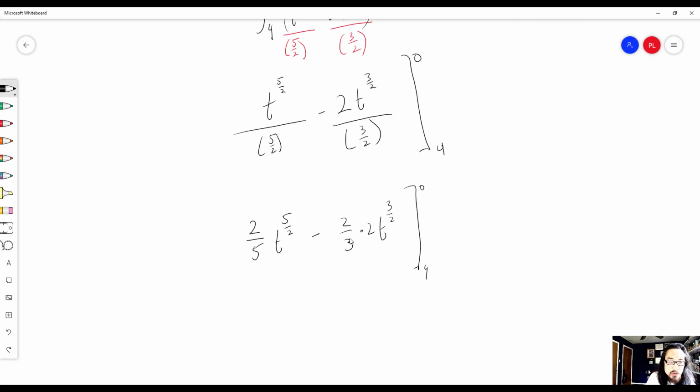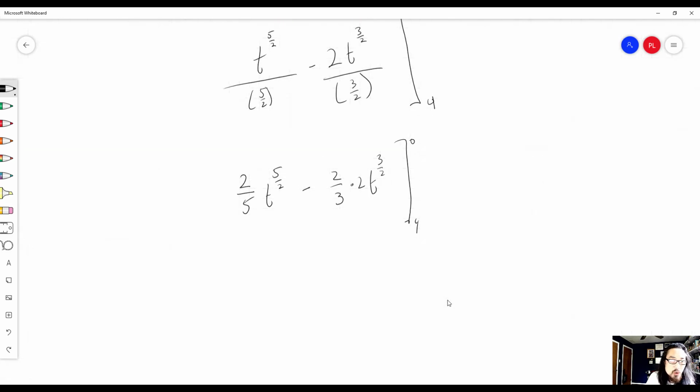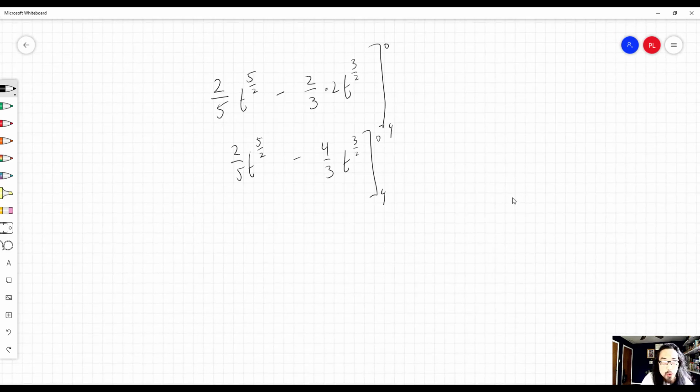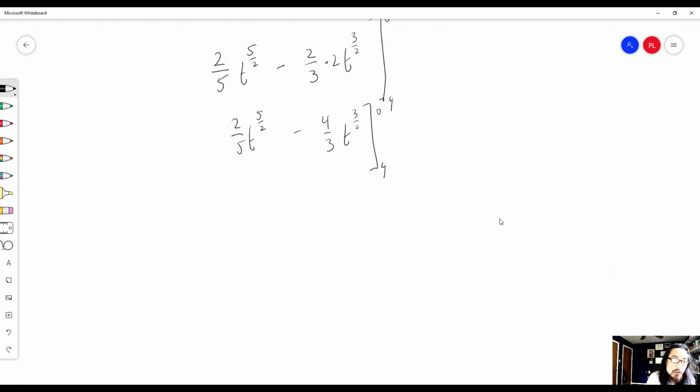from 0 to 4. And you know what? We can clean this up even more. Instead of just rewriting, I'll rewrite it. 2 fifths t to the 5 halves minus 4 thirds t to the 3 halves all by their bounds, 0 to 4. All right. Ooh. Now we can actually plug things in. This 0 makes things very nice to us. 0 to any power just gives us 0.